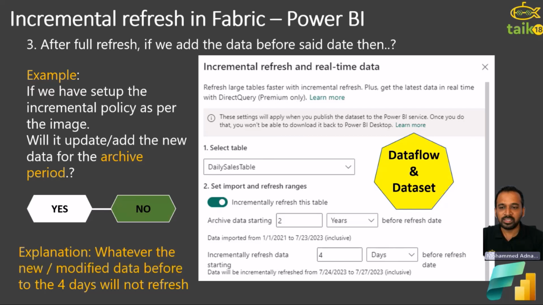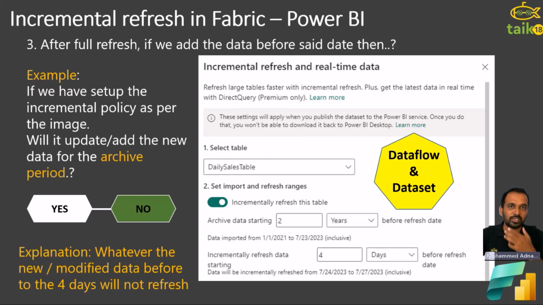The reason is that whatever new or modified data is available during the archive period is not going to be refreshed. The incremental refresh period that we have set up here is the last 4 days. Only within these 4 days, if we have any data changes or any addition of data, will it be reflected on Power BI service. If it is prior to these dates, which is in the archive period, then it's not going to refresh the data. So you also need to make sure how much frequency of data you need here.